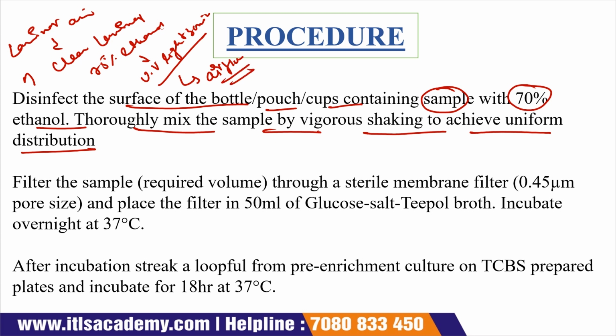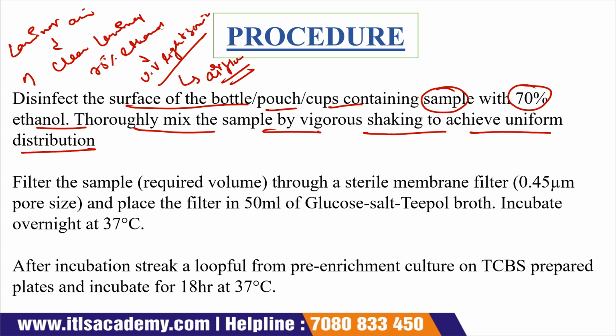Okay, and the surface of the bottle, pouch, or cup which contains a sample will be disinfected with the help of 75% ethanol, so that if there is any contamination there then it will be removed. Otherwise this type of contamination will come into the sample and it will cause an error. And we mix it thoroughly so that uniformity will occur when we take the sample.